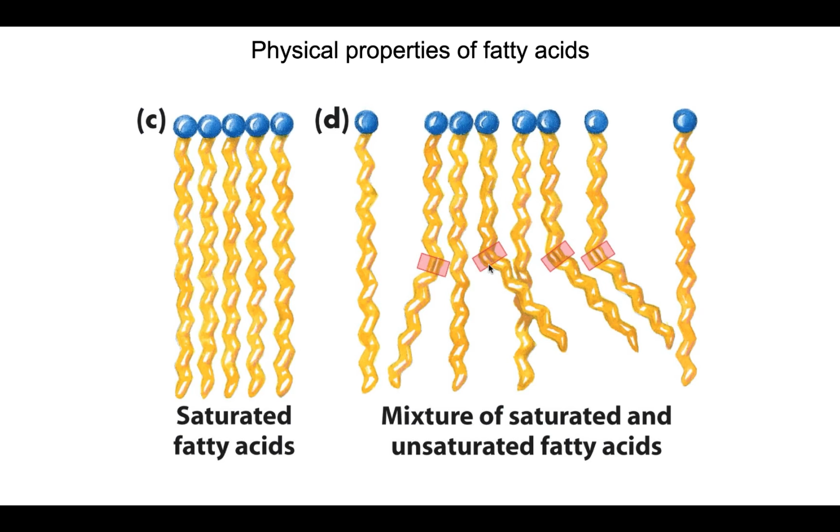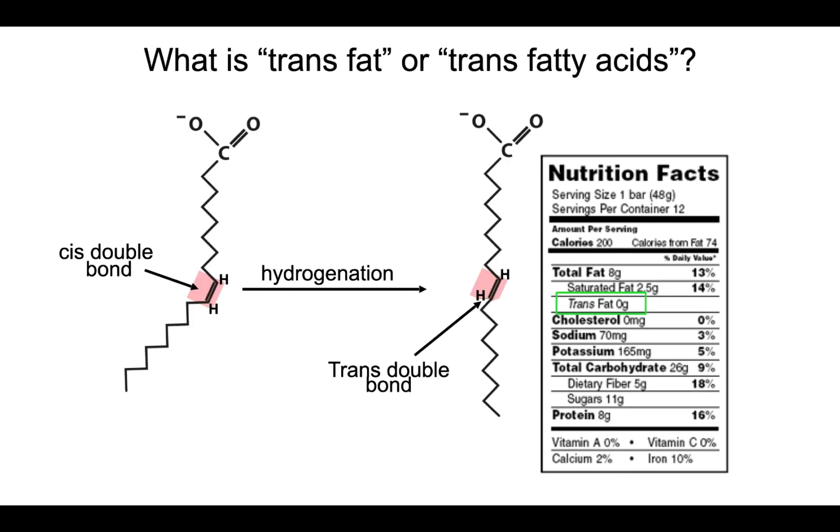In addition, the longer the carbon chain is, the higher the melting point will be, because there is more space that they can interact with one another. And the shorter those carbon tails are, the lower the melting point will be.